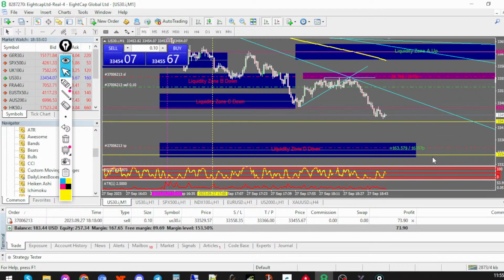Now, I knew the price was going to come back to that level, and I knew the price was going to come back to this yellow line down here at 33,346.99. I knew the price was going to come back there, but it took a very long time before it started coming back in that direction.